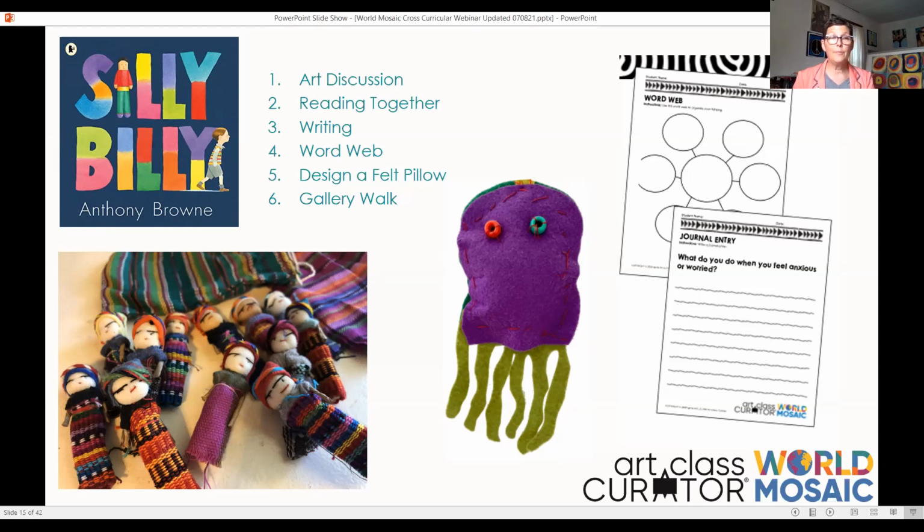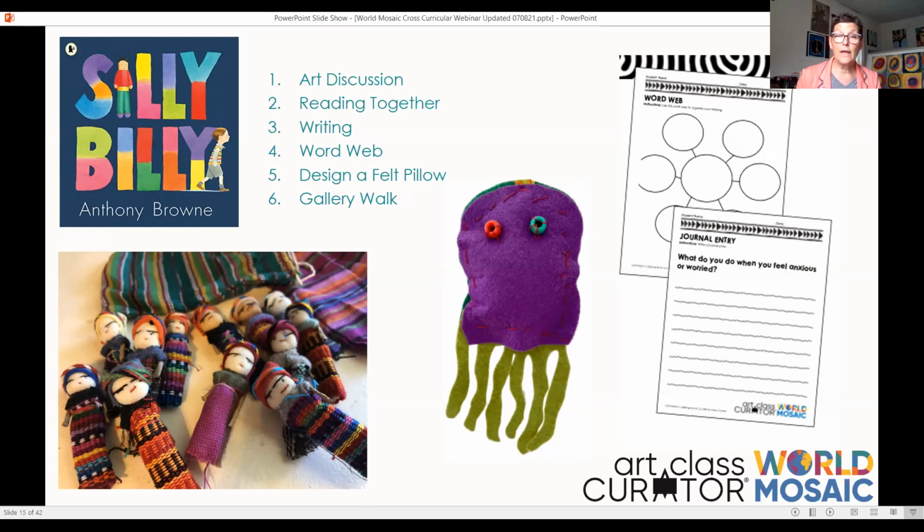Not all of them, but a good many of the 42 lesson plans in World Mosaic have books that are attached. There's definitely art discussion. So having that collaboration and communication that's happening, and I know that's not necessarily a class, but that is a skill that you use in science, in math, in social studies, in reading, and everything that we do.